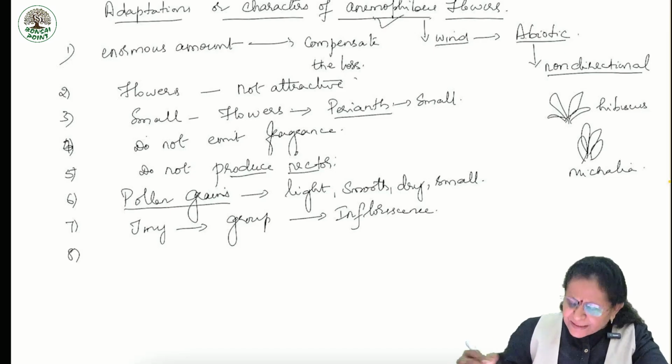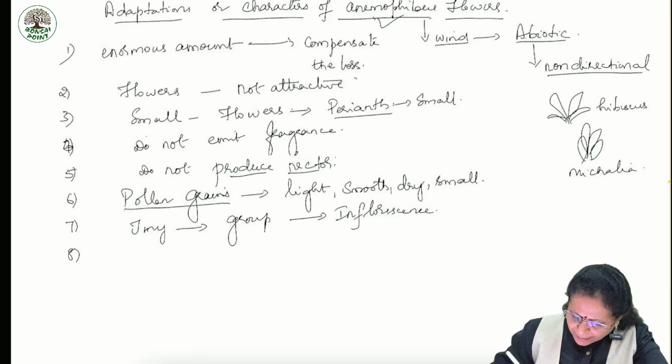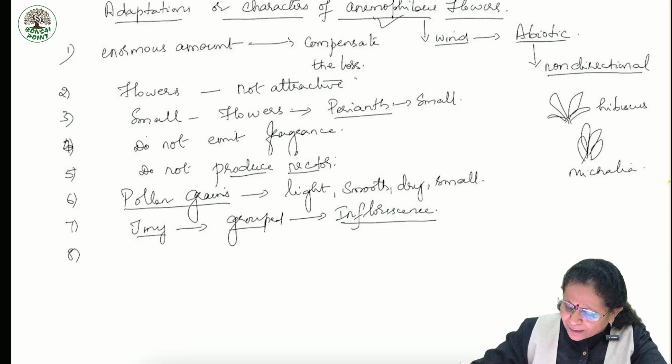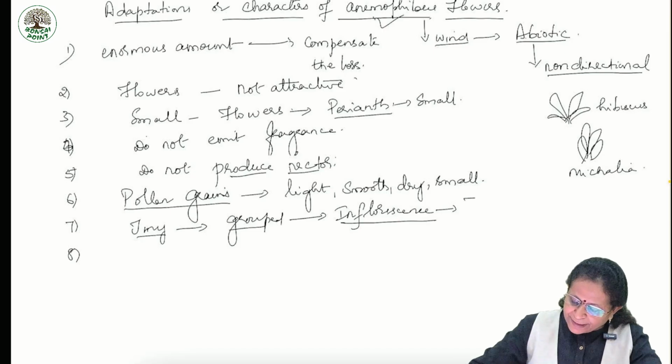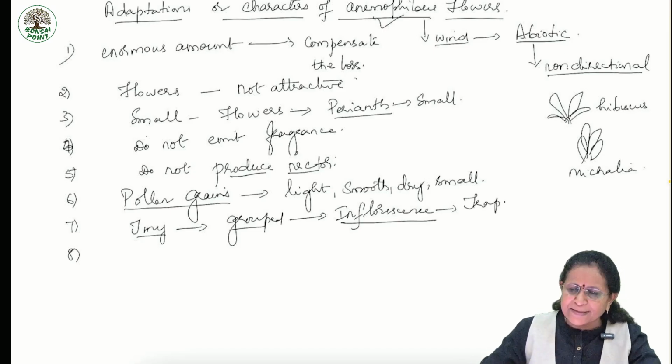Just observe here one important thing. I told you flowers are small and they're grouped to form an inflorescence. What for? Why should they form a group? Why should they form a cluster? That is to trap the pollen grains.